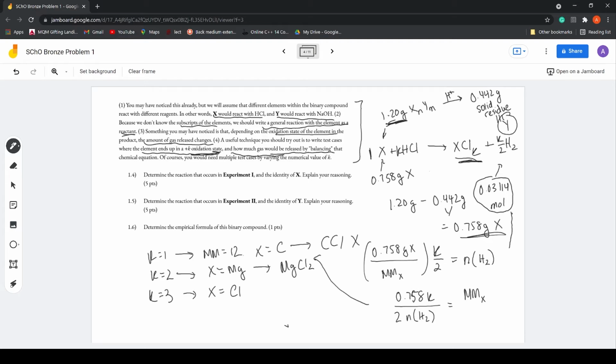Magnesium does react with acid. We know that. So some of this compound, yes, that makes a lot of sense. And at this point, we really don't have to go any further because this makes basically the most sense.